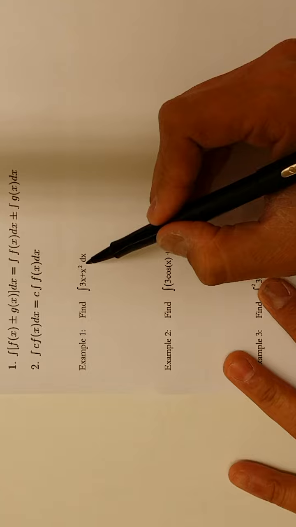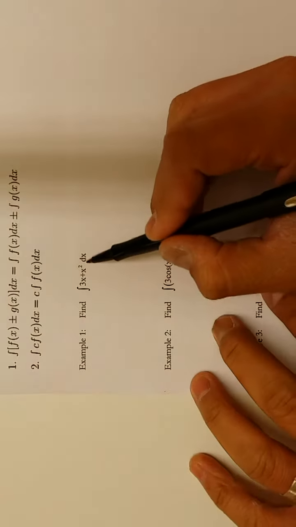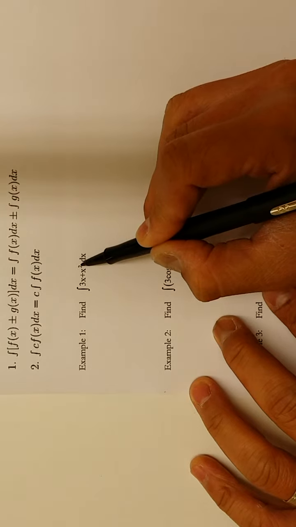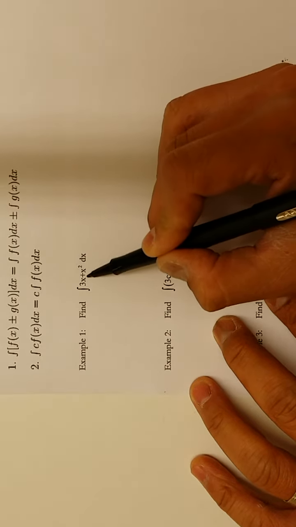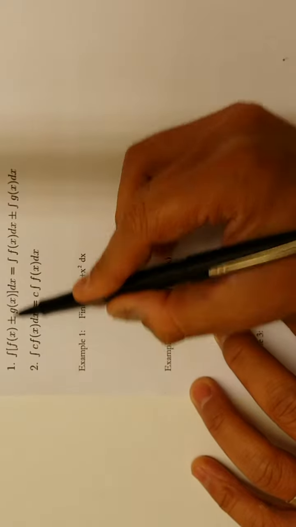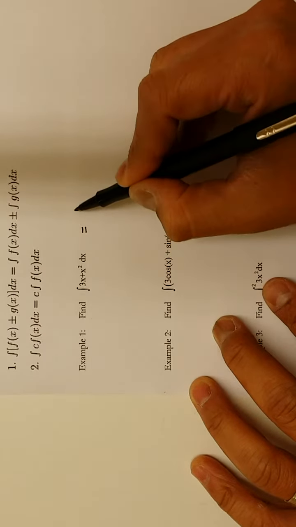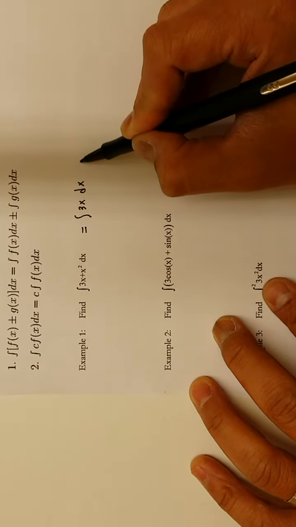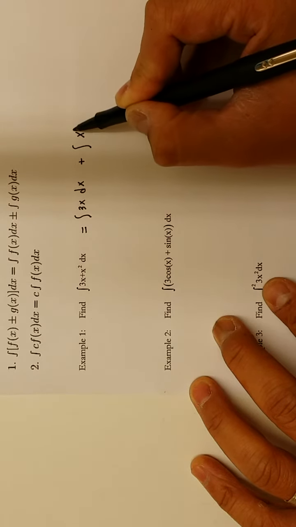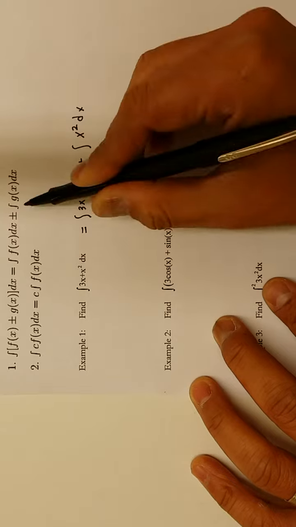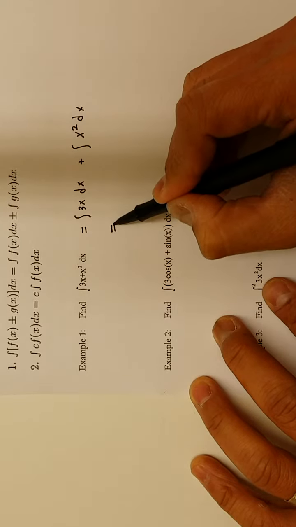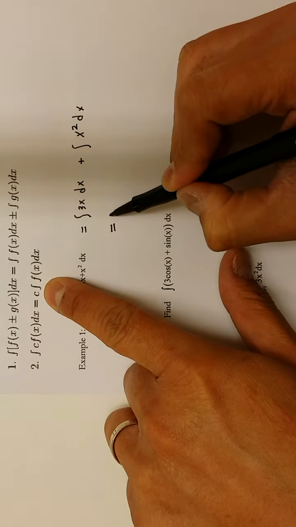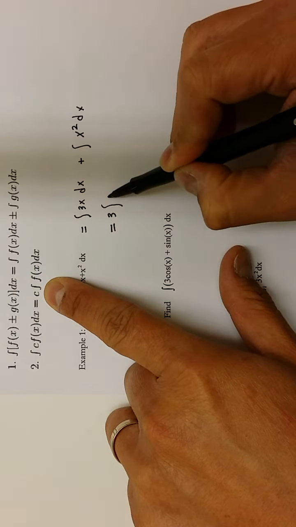So let's take a look at this example. Example 1, find the antiderivative of 3x plus x squared with respect to dx. This resembles property number 1, so I can rewrite it like this: the integral of 3x dx plus the integral of x squared dx. Okay, and then 3 is a constant, so property number 2 applies. Pull out the 3 to the front.